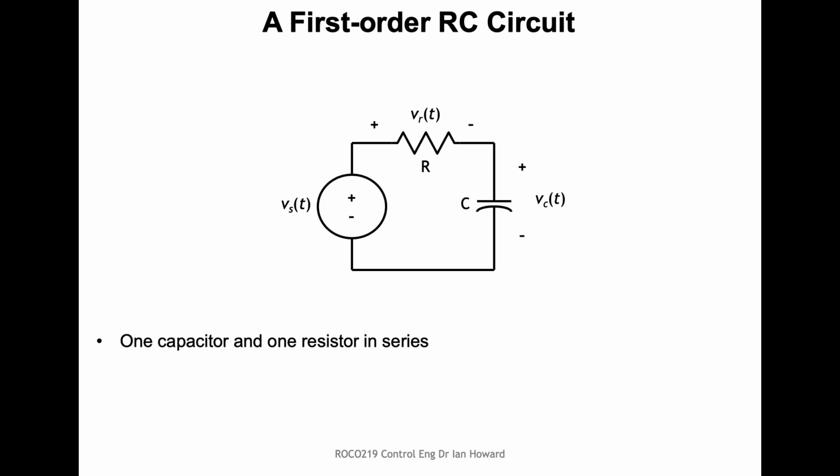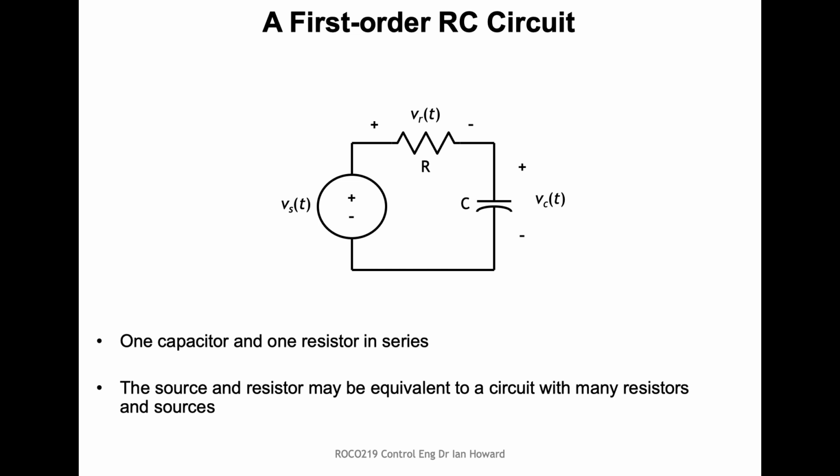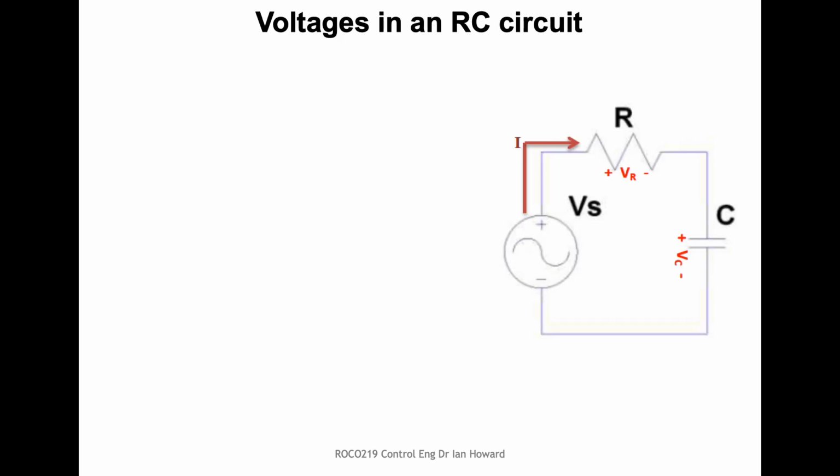Obviously we've got to add up the voltages in this kind of circuit. We can do that quite easily. We can just say that the source voltage here has got to equal the voltage across the resistor here plus the voltage across the capacitor here. So Vs equals Vr plus Vc.